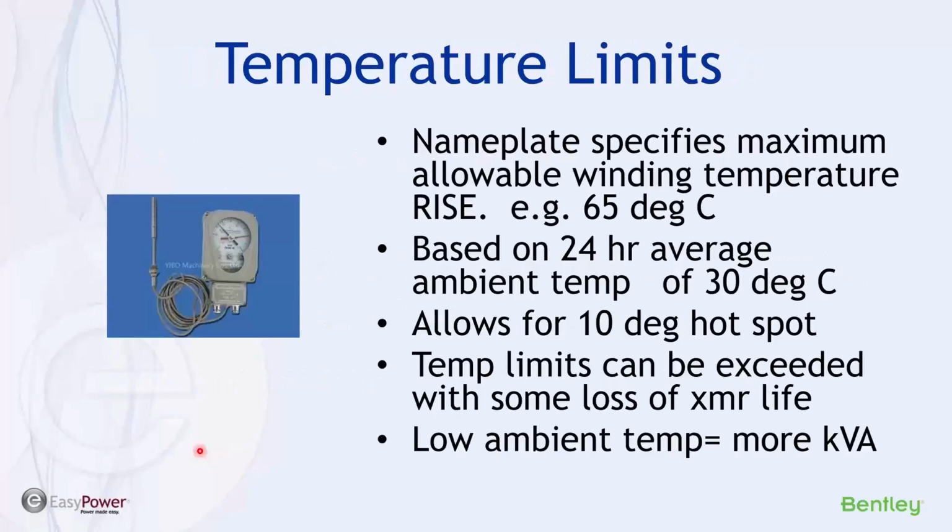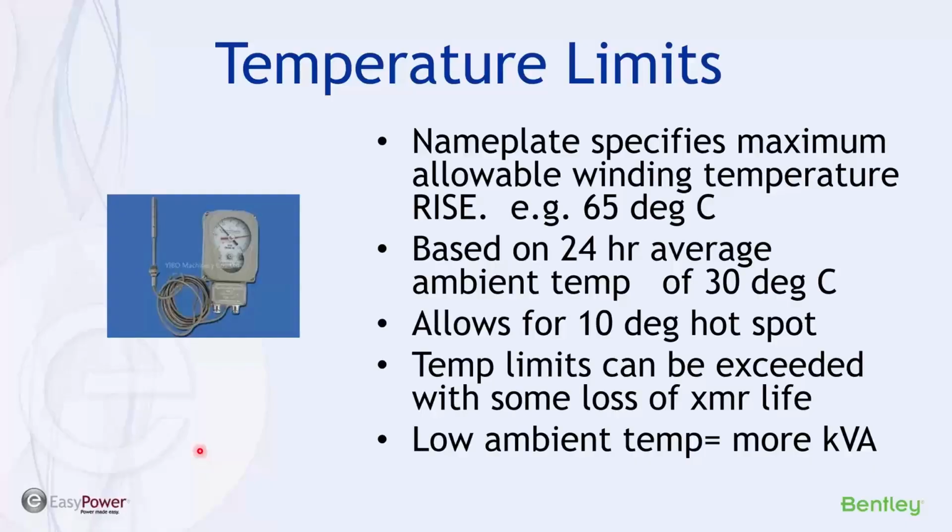And so as we look at the nameplate, it specifies the maximum allowable winding temperature rise. For instance, a typical value is 65 degrees C. And this is based upon a presumption that the 24-hour average temperature is 30 degrees Celsius.